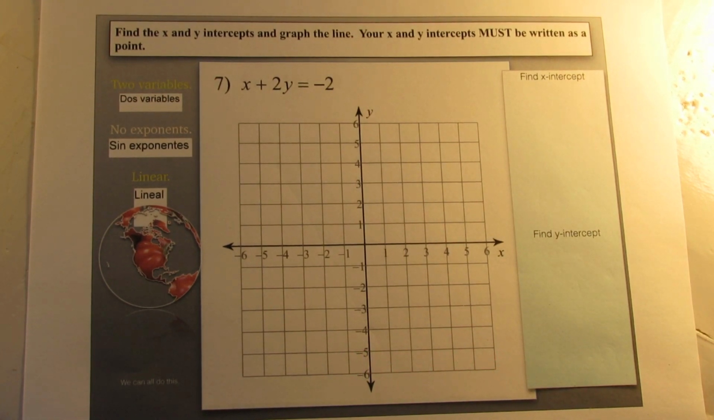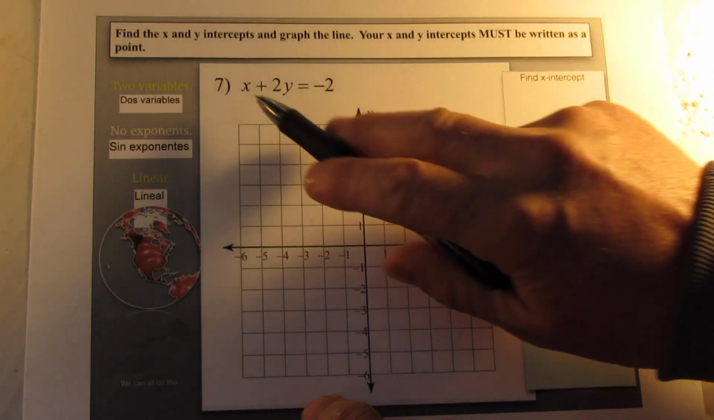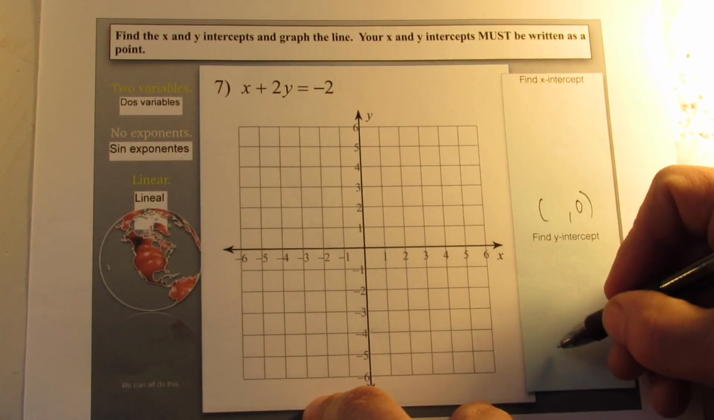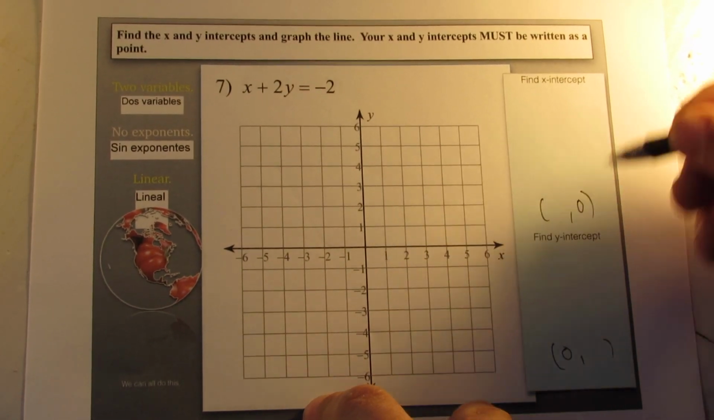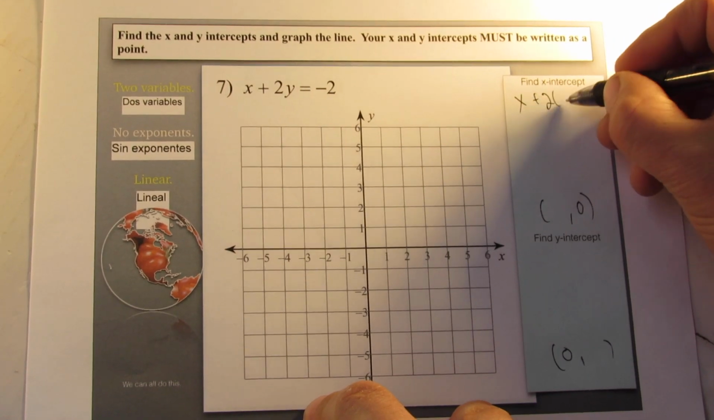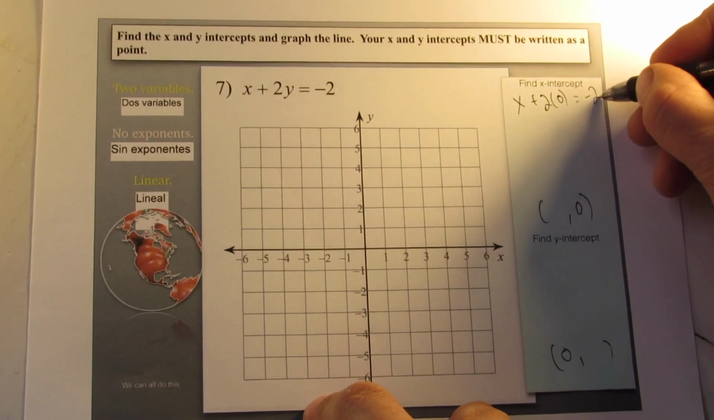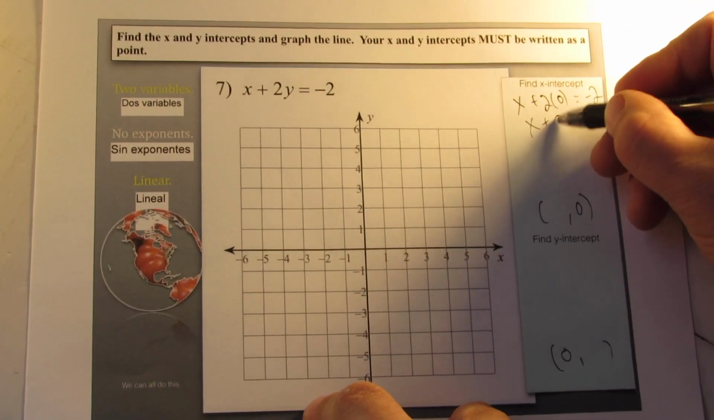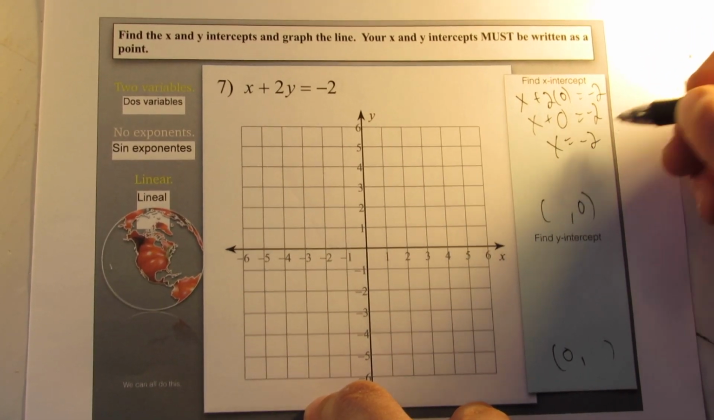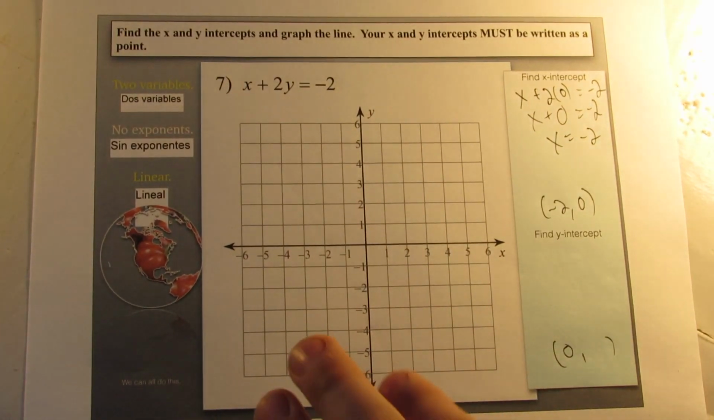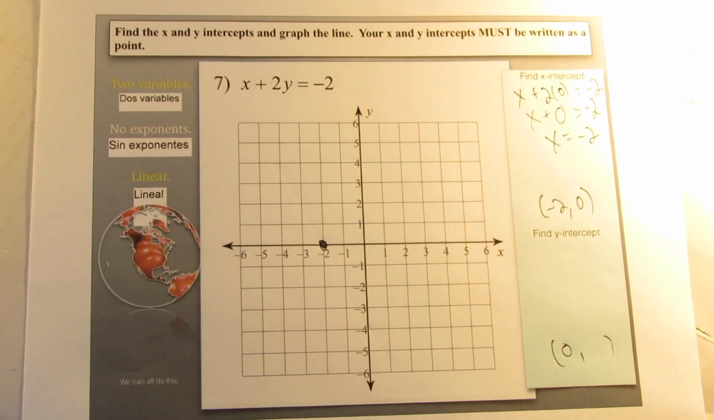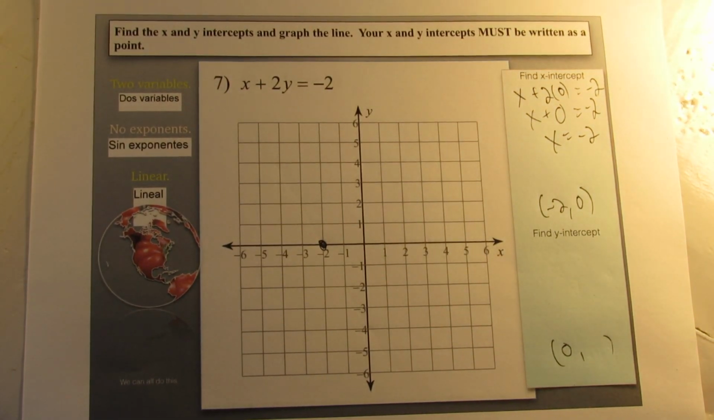2 more examples and we will call it quits, and I'll let you work. X-intercept, 0 in for y. Y-intercept, 0 in for x. Do some simple math. X plus 2 times 0 equals negative 2. X plus 0 equals negative 2. X equals negative 2. Now that's 3 in a row with the same x-intercept. Don't assume that it's just always there, okay? That's just sort of coincidence.